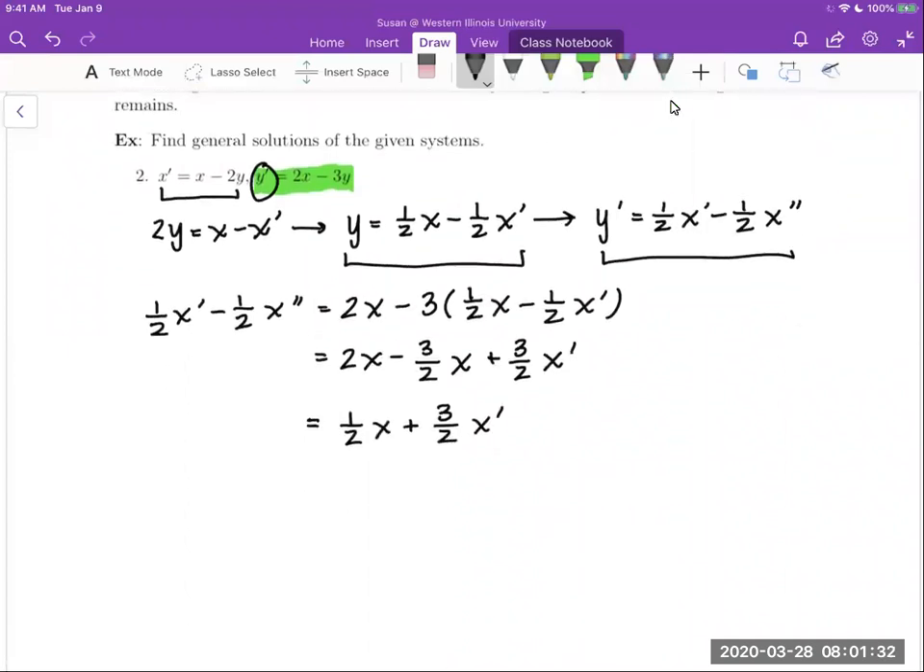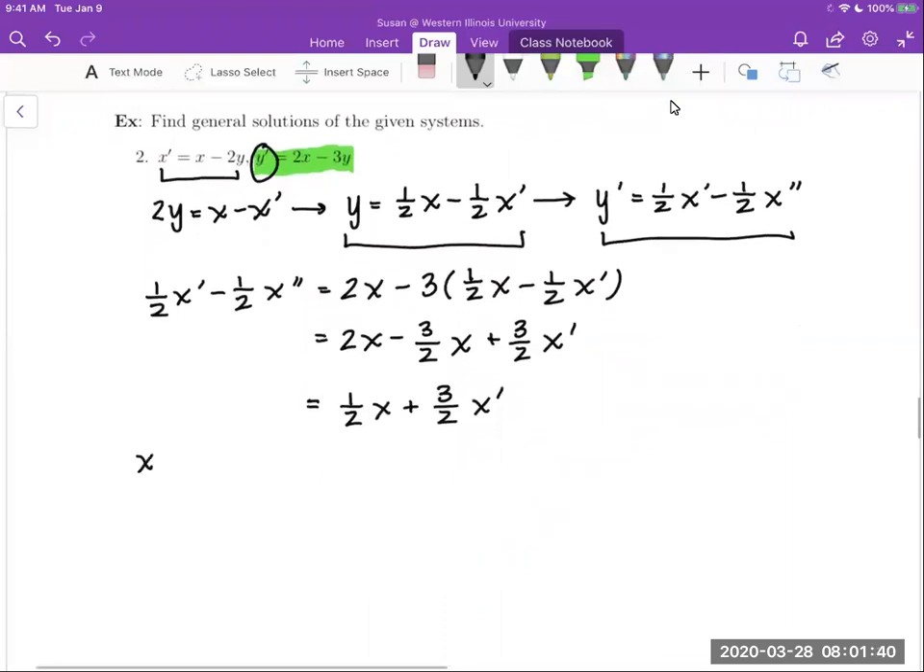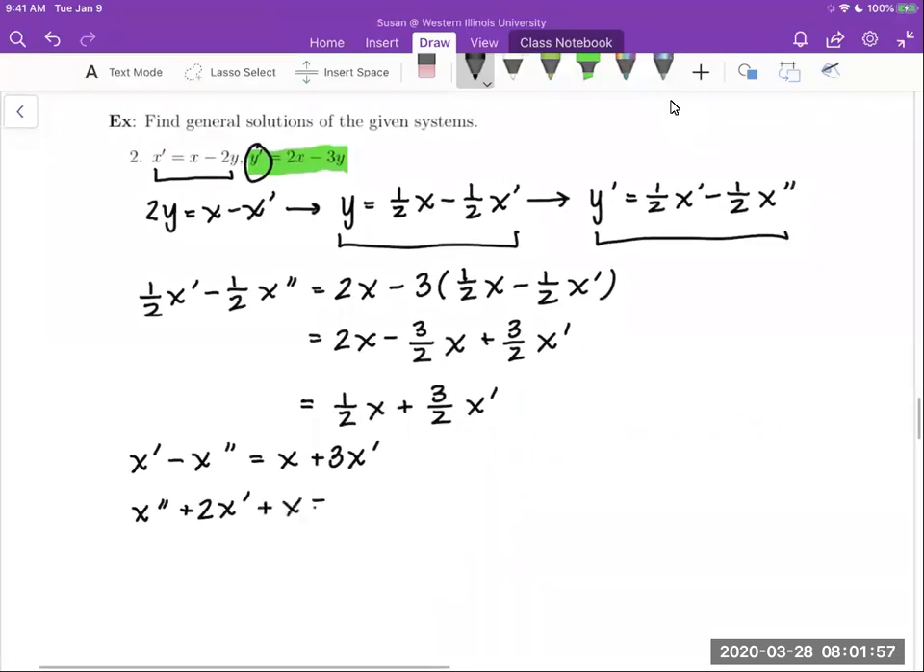All right, let me go ahead and multiply both sides by 2, just so that I'm not messing with these fractions anymore. So that gives me an x prime minus an x double prime equals x plus 3x prime. And then finally, if I move everything to one side, what I get is x double prime plus 2x prime plus x equals 0. So at this point, I have successfully transformed this from a system of two DEs in x and y to a single second order DE in x.